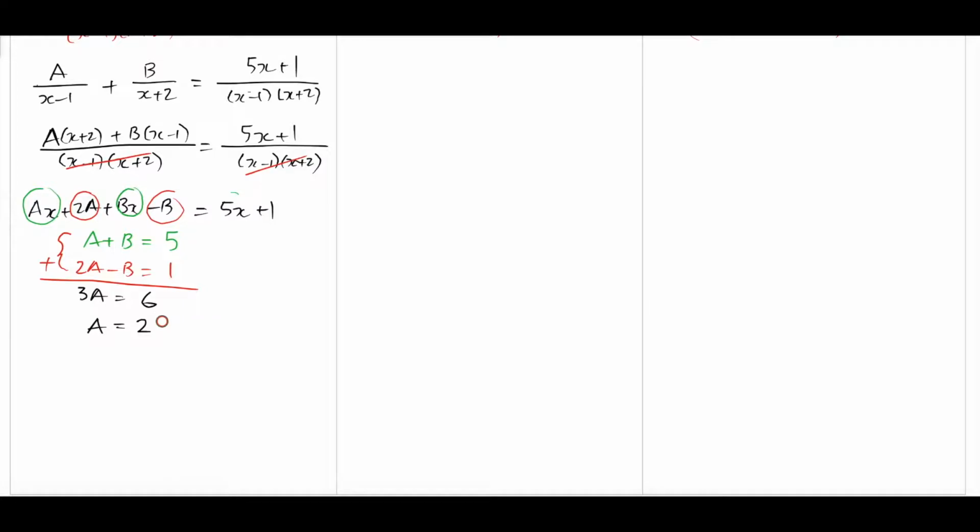a equals 2. If a equals 2, what is b equals to? Well, a equals 2, so therefore b must be 3. 2 plus 3 is 5. And that's it, guys. You've got 2 and 3.